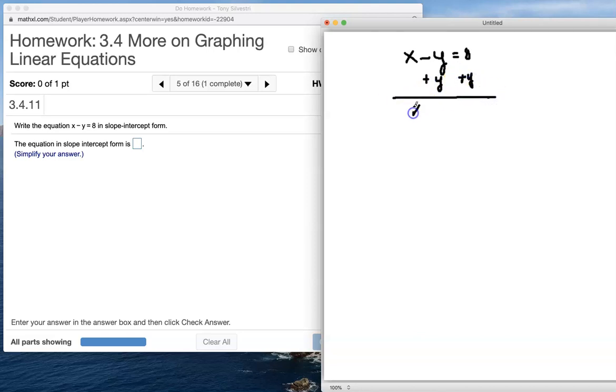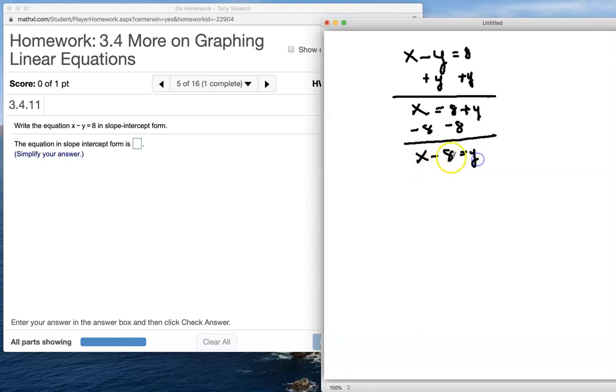Then I've got x equals 8 plus y. I really want a y all by itself. I don't want that 8 there, so subtract 8. Subtract 8. All right, so now here's what you got. x minus 8 equals y. That's standard form. It doesn't matter where the y is. If you really want the y on the left, just move these expressions around. There it is.